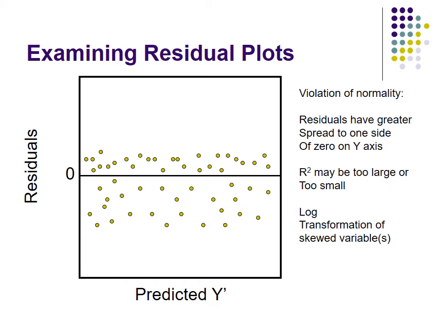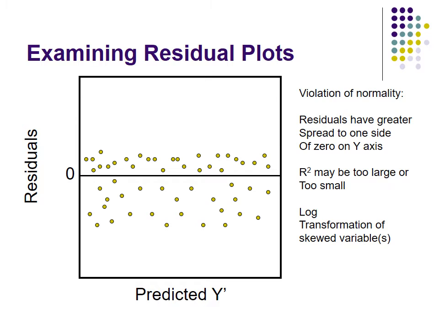So if we have a residual plot more like this, we have a violation of normality in the multivariate model. And again, when I'm saying multivariate model, I mean multiple predictors all predicting a single outcome. So the residuals have a greater spread to one side of 0 on the y-axis. So for example, in this case, we are seeing that there is not a lot of error when you overestimate off of y. There's a lot of error when you underestimate off of y.